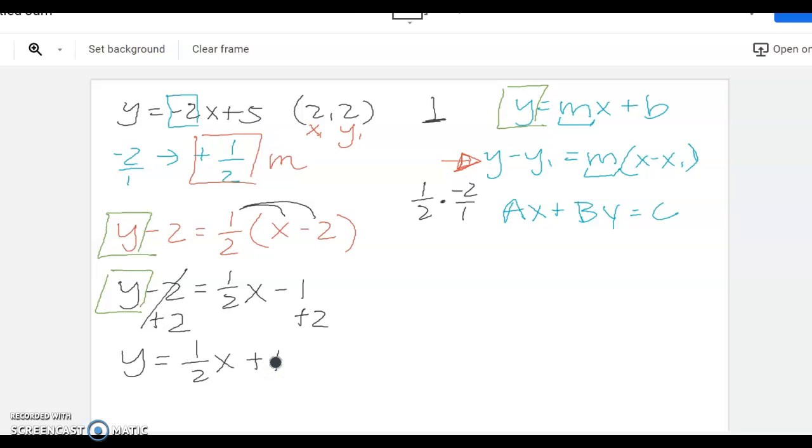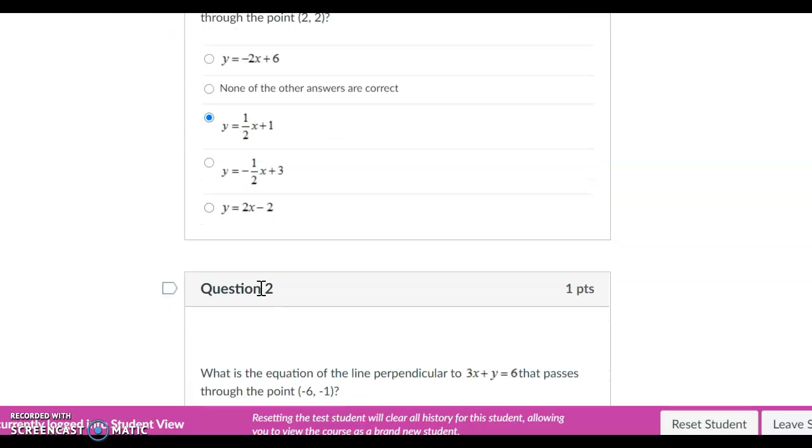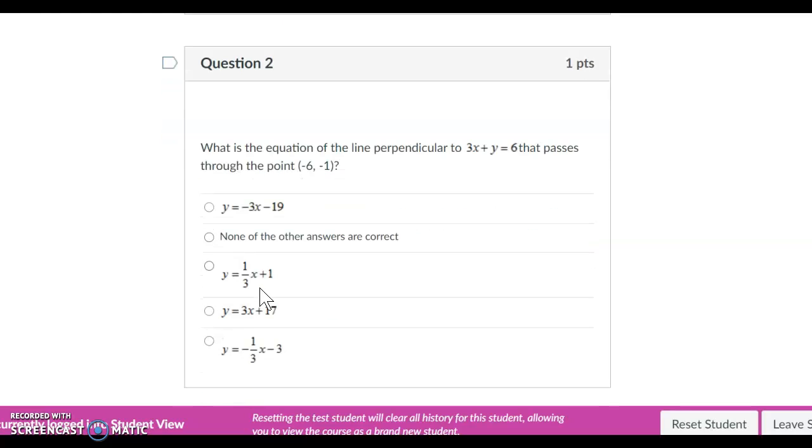All right, now I should find this in my possible answers. y equals 1/2 x plus 1, and there it is. When I have answer choices in a certain format, I either need to put my equation in that format, or I can change the answer choices to match my equation.